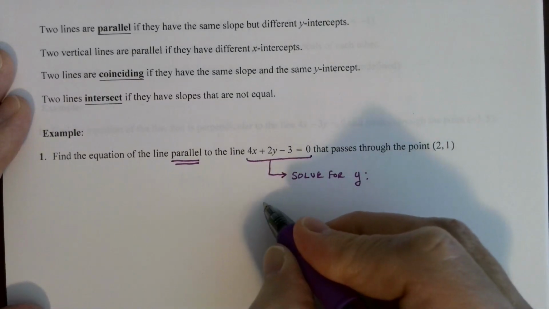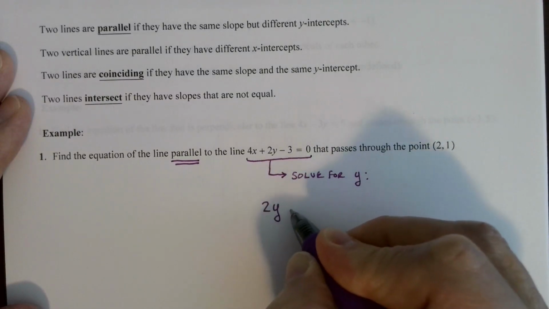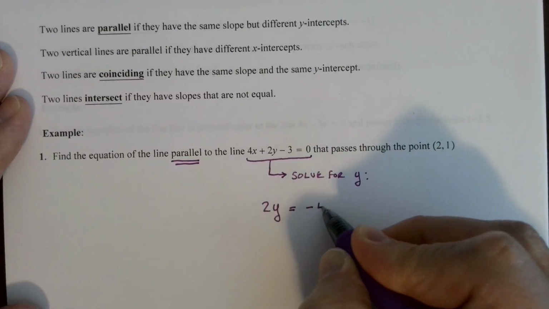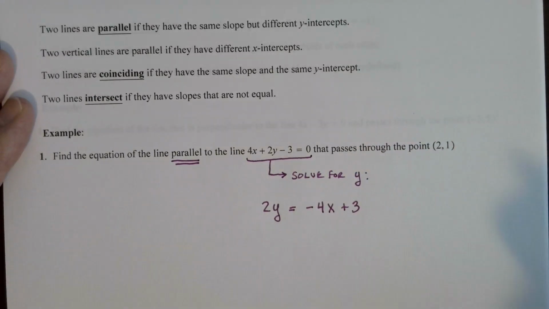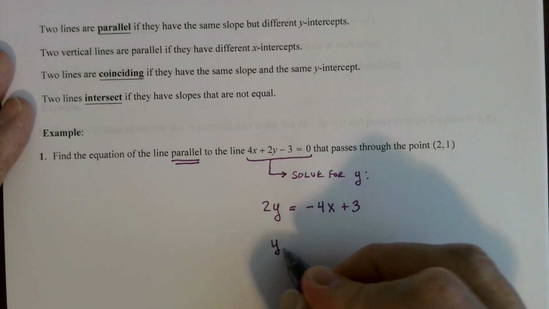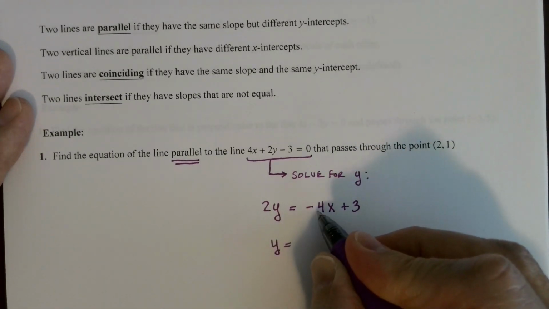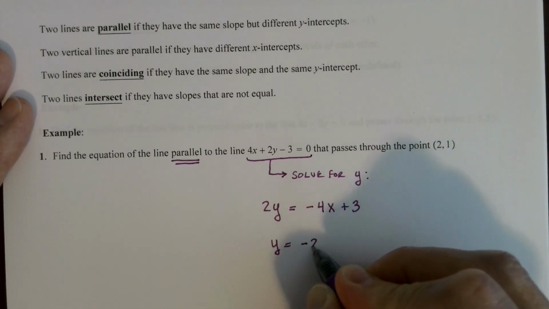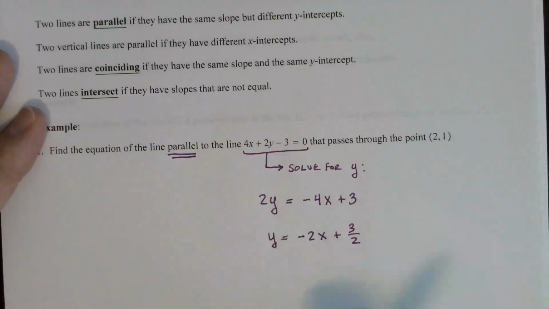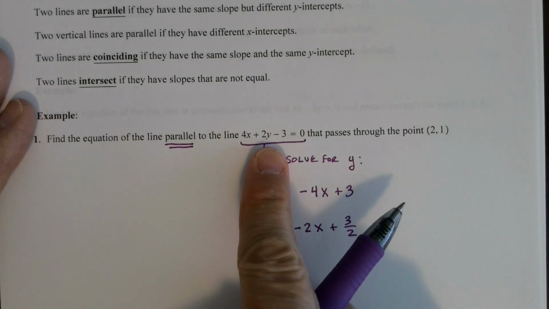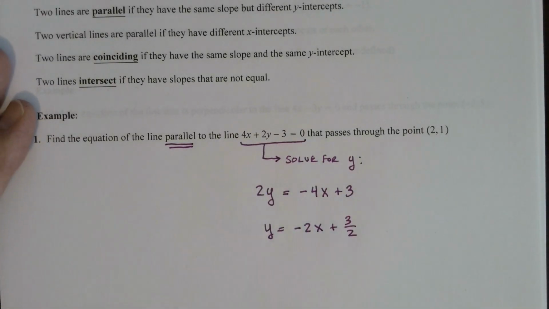How do I solve for y? I'm going to subtract 4x and add 3 to both sides. And then what? Divide by 2. Divide everything by 2. Negative 4 divided by 2 is negative 2x. 3 divided by 2 is 3/2. There's the equation of this line, not the line that we're trying to find the equation of.